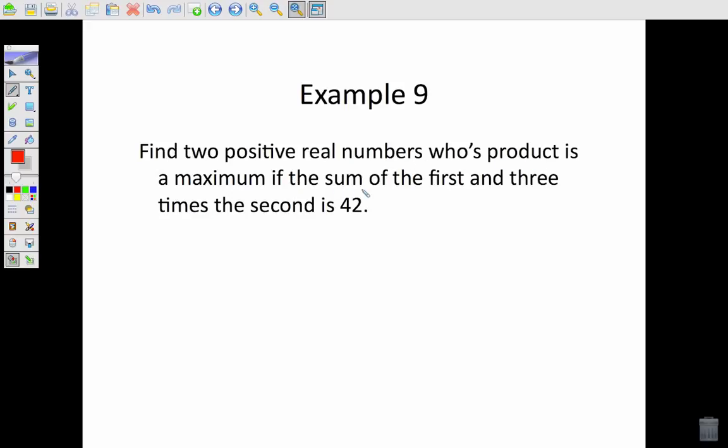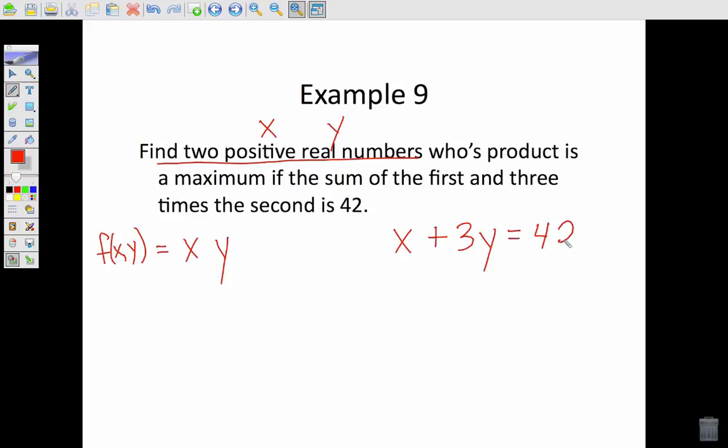All right, last problem here. It says find two positive real numbers whose product is a maximum if the sum of the first and 3 times the second is 42. Find two positive real numbers, so let's call them x and y, whose product is a maximum. So the product of these two is going to be a function in terms of x and y, and we're going to figure out the maximum of that. The sum of the first number plus 3 times the second number is 42.